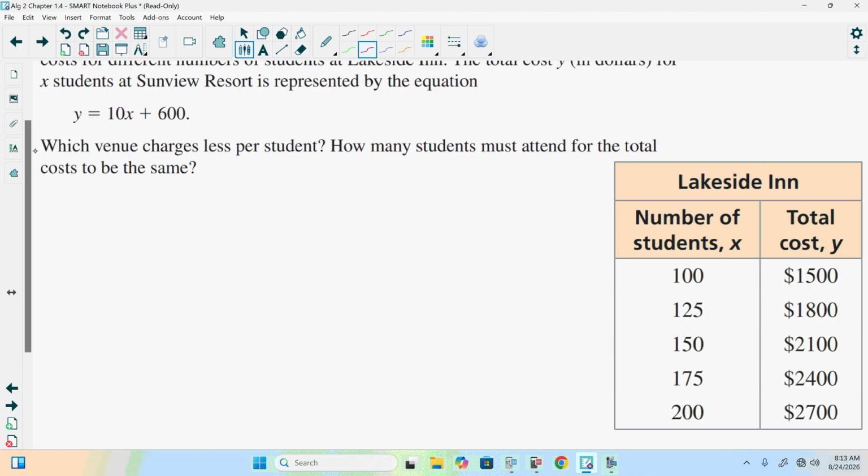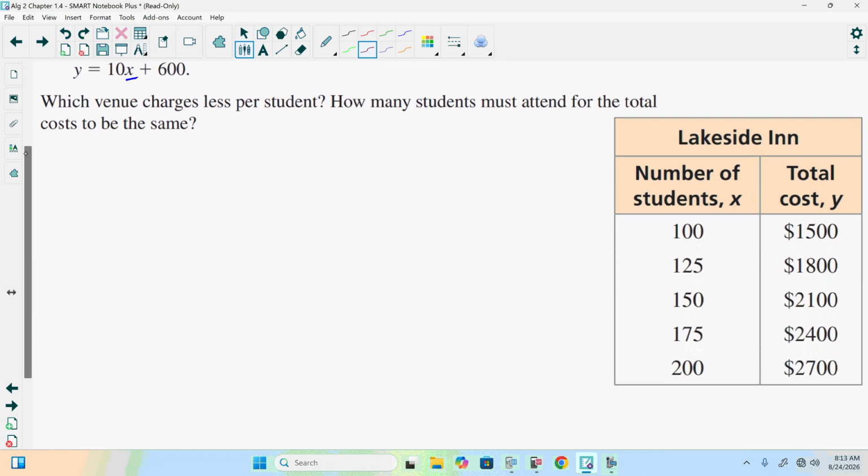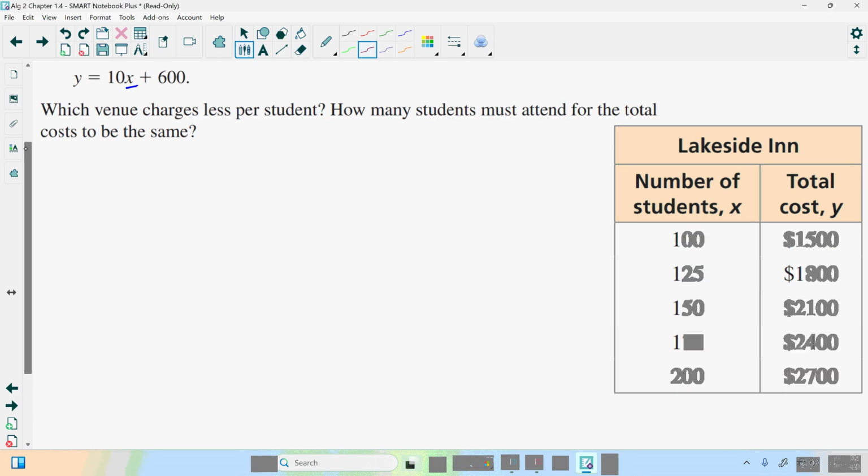Almost, because it is related to students, yes? x would be our number of students, but 10 is telling me the price per student, the cost. So for one student attending, it'd be 10 bucks plus our 600. 600 is our starting amount, the venue fee, how much it's going to cost just to go. And then we're going to have to figure out how much it's going to be based on how many students go.